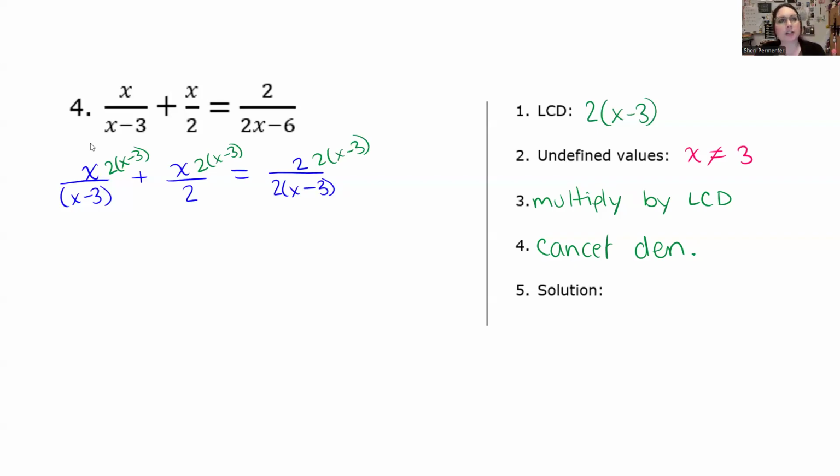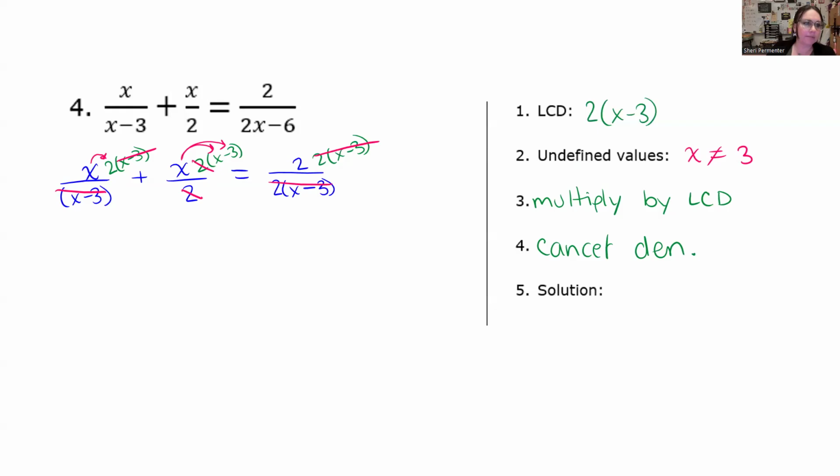So for my first fraction, the x minus 3 is going to cancel. But I still have to make sure that I multiply x and 2 together. For the next term, the 2's are going to cancel. But I still have to make sure that I distribute in the x as I rewrite it. And for my last term, the whole denominator will cancel and so will my LCD. So I'm just left with 2.